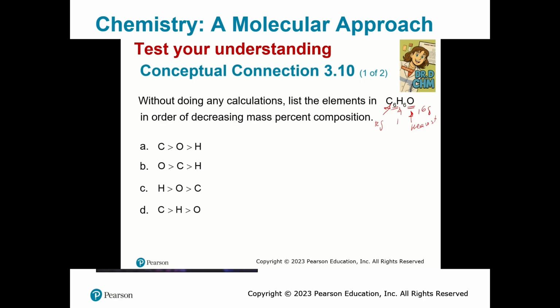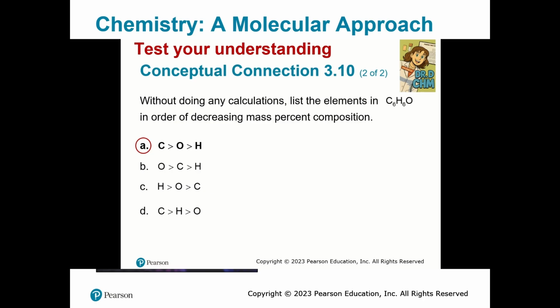So I know, without doing any math, that carbon will have a higher percent composition than oxygen, and oxygen will be higher than hydrogen, right? So this is easy, this is not hard, and that's it. The only thing that you need to know is mass percent composition. You only divide the part by the total and multiply by 100.